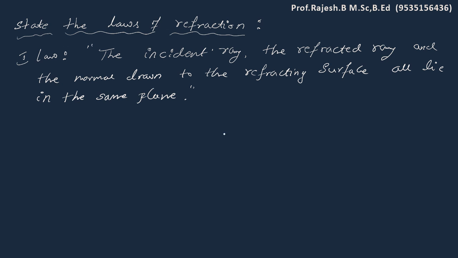So this is the refracting surface. This is the normal drawn, and here is the incident ray, and here is the refracted ray. So incident ray, refracted ray, normal drawn to the refracting surface, all are lying on the same plane. This is the first law. Next, second law.